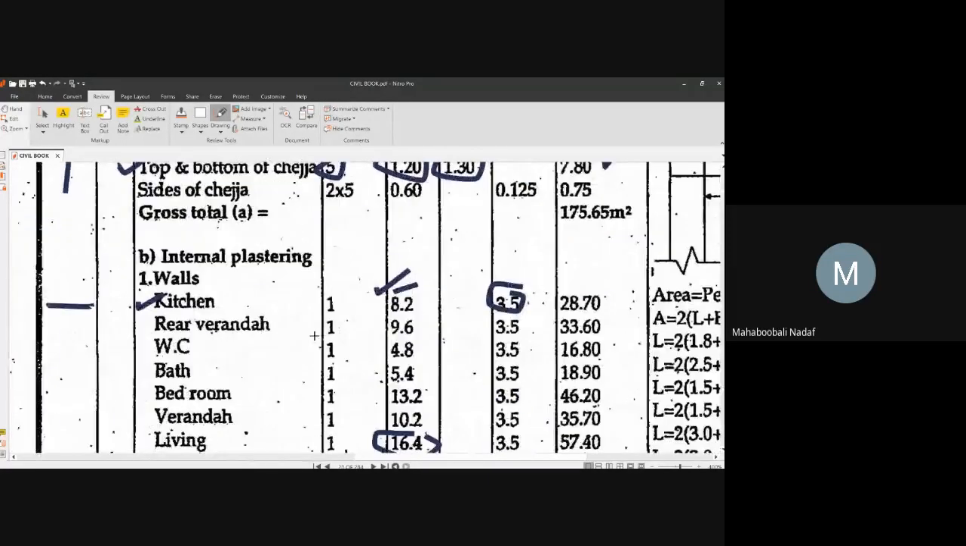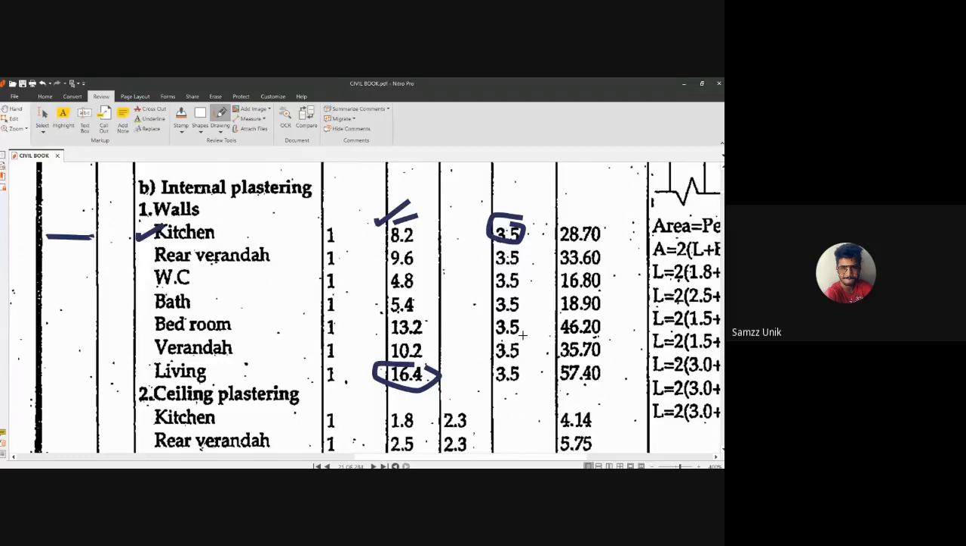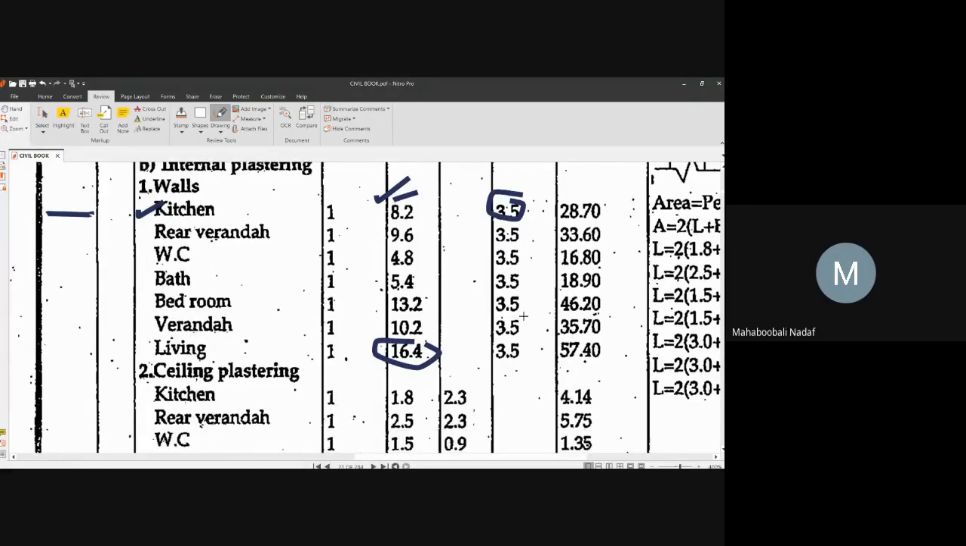Yes or no? All these are the inside perimeters of that room. This is the height. Inside perimeter, and this is the height. Clear? Yes, sir.